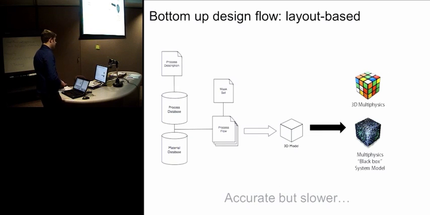Then we have our bottom-up design flow. And this is where we would have our 3D model from the beginning. We design it, and then we create a mesh structure and study it with our multiphysics tool. So this is more accurate, but it tends to be slower.